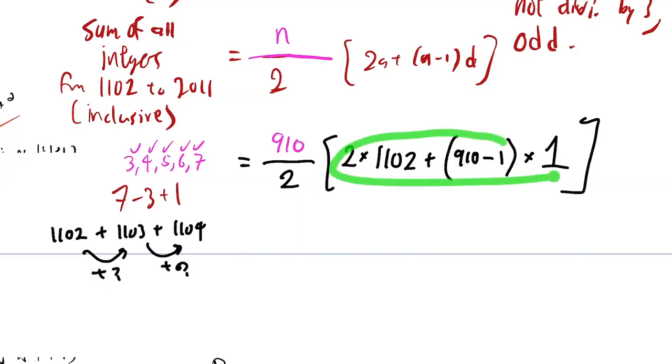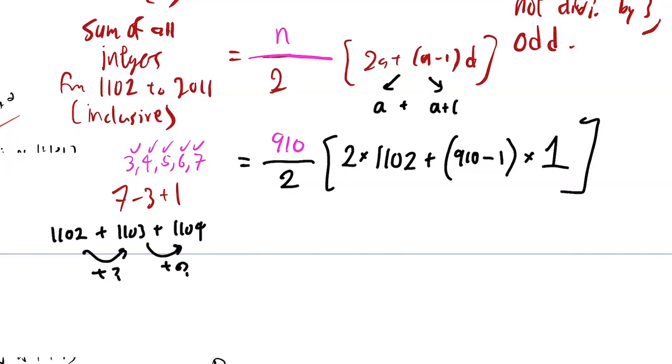Actually, there's a smarter way to do this, which is to always remember, instead of 2a plus n minus 1d, think of it as a plus n minus 1 times d. Split the 2a up into a and a. And not just that, this last lump here, you can just call it L. L for what? The last term. Once you remember it as a plus L, right?